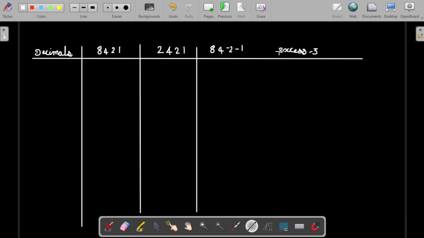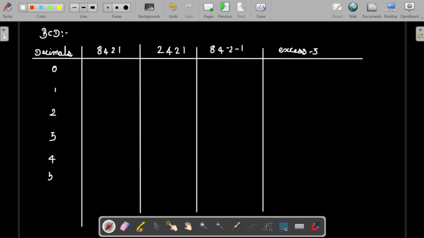Here we are just going to apply mathematics, simple addition and subtraction only. That will not be that difficult to handle. Let's take the decimal system as it is, BCD, right? So these are the BCD codes. It will be from 0 to 9 only. So 0, 1, 2, 3, 4, 5, 6, 7, 8 and 9.